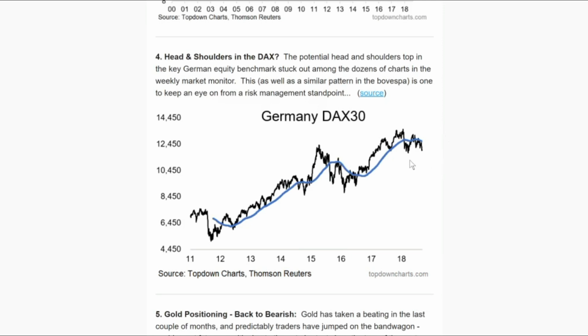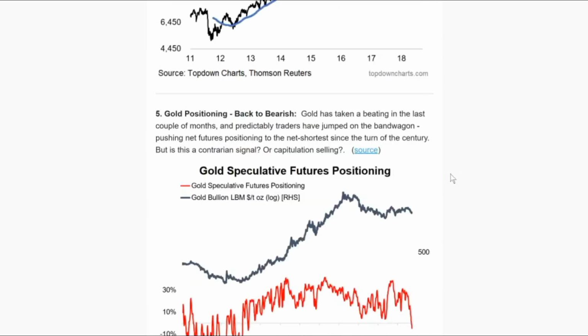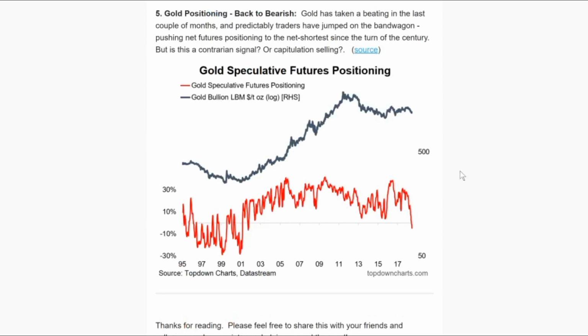So it's a key chart from a risk management standpoint, I think. And actually, on the topic of the cross-asset market monitor, the other market we're seeing a similar pattern in is Brazil's market, the Bovespa. So it's one to be mindful of. And the last one is gold.